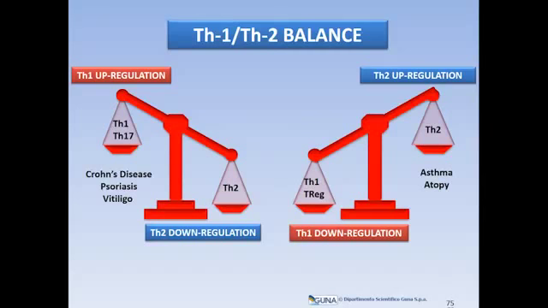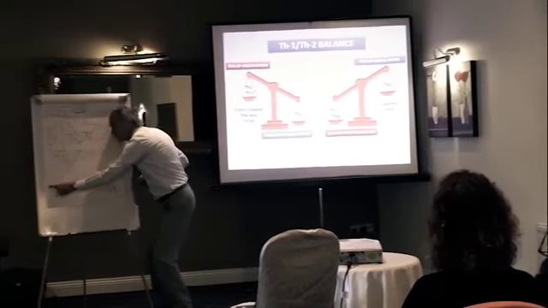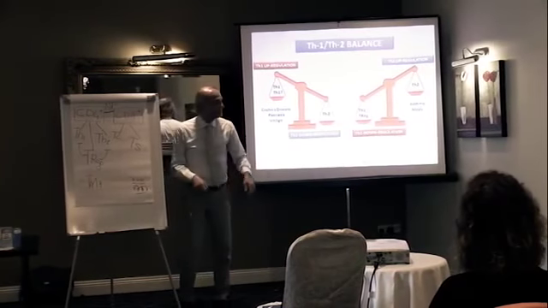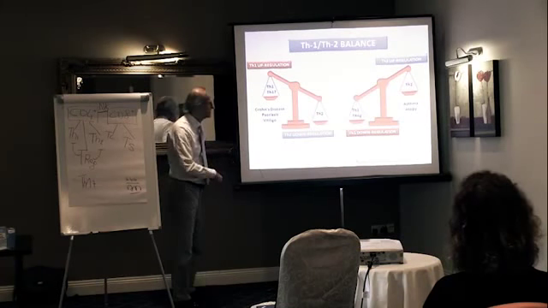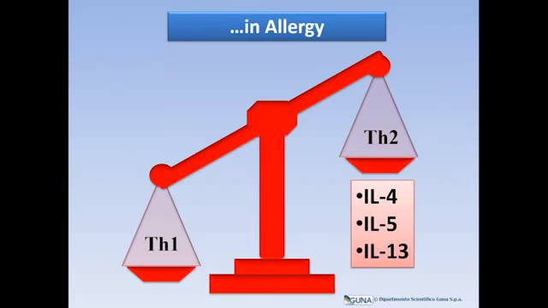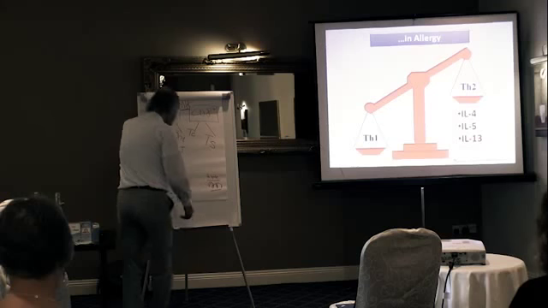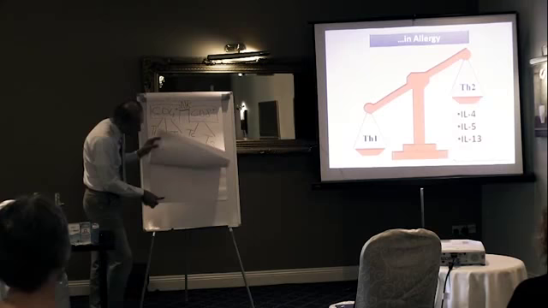In this case, I put in this scale also Th17 lymphocytes, that are responsible for autoimmune diseases, because I wrote Crohn's, psoriasis, vitiligo, and so on. In allergy, this is the typical picture of an allergic patient.